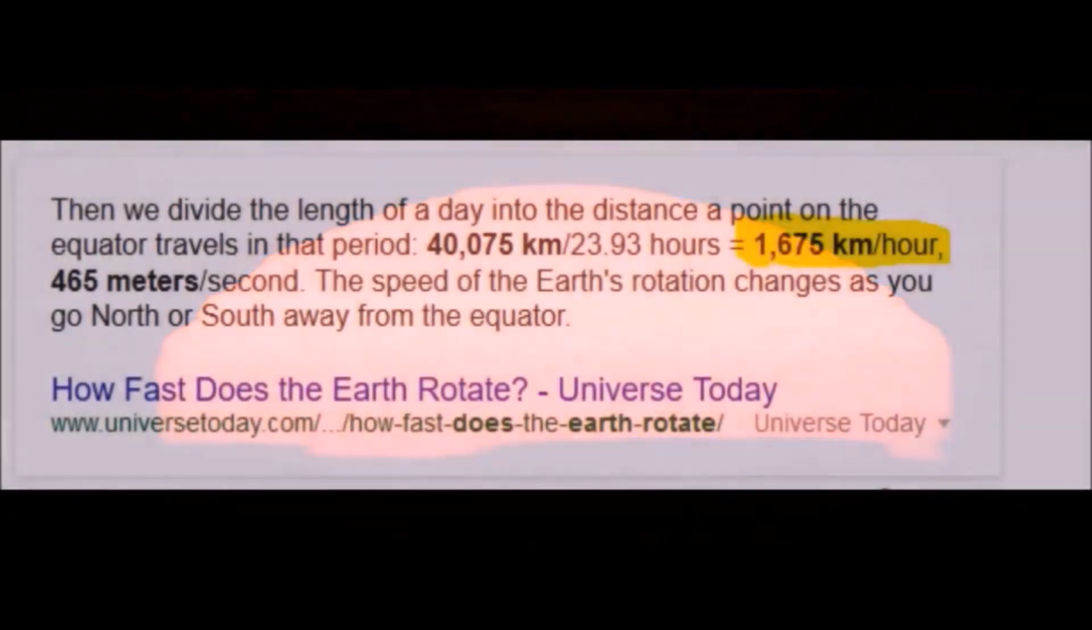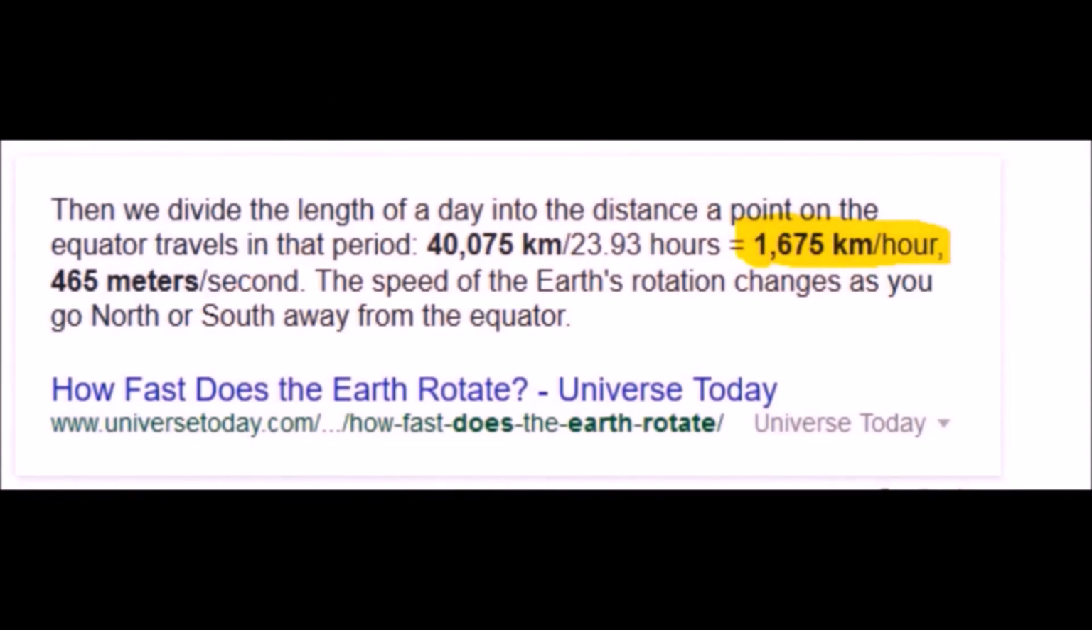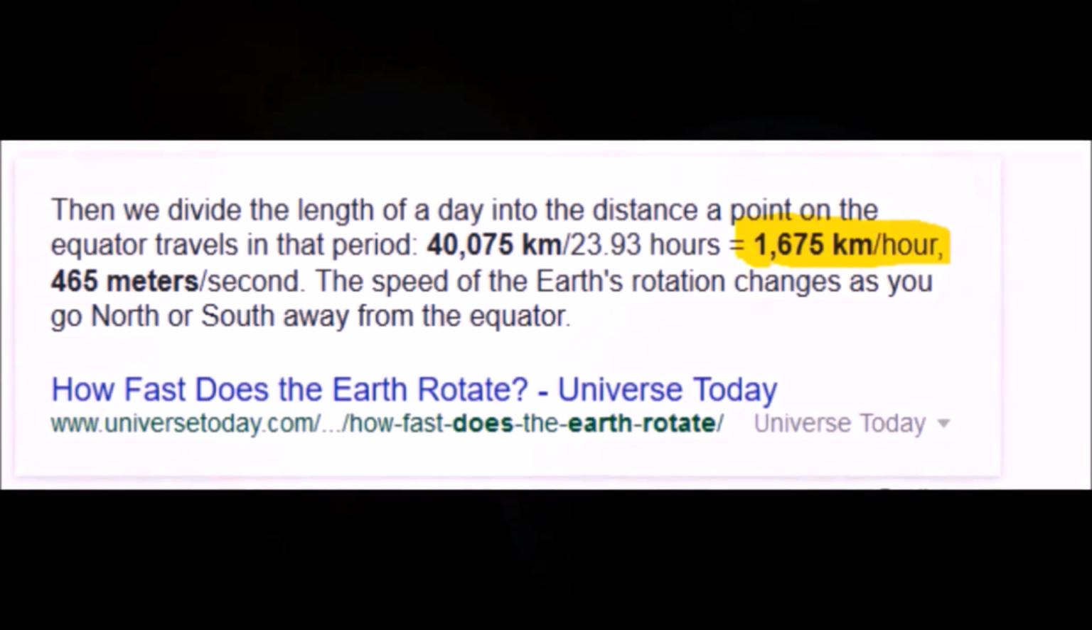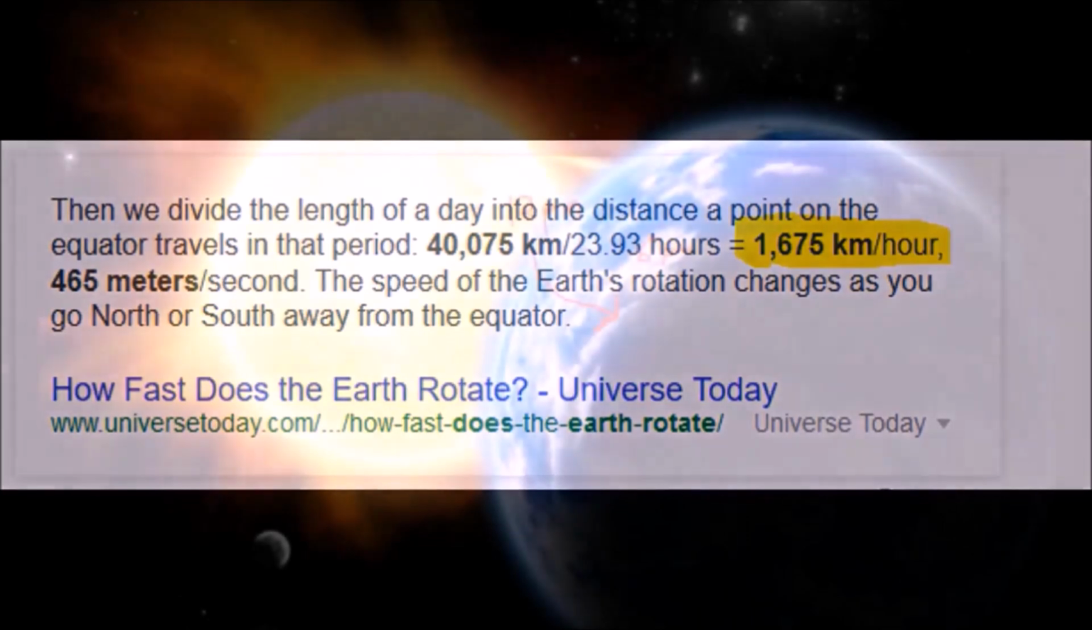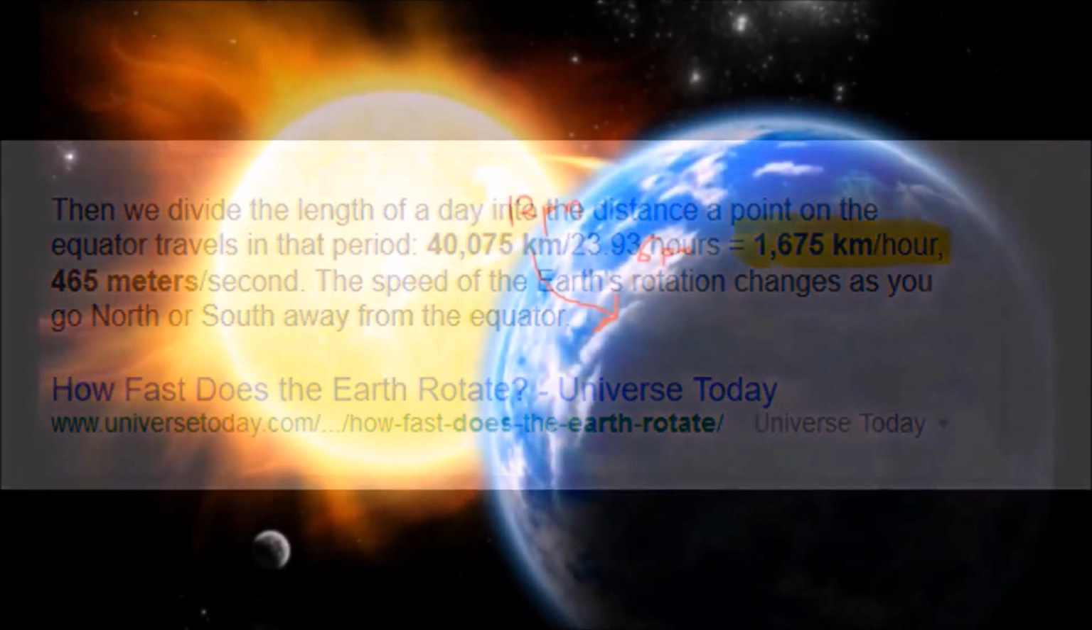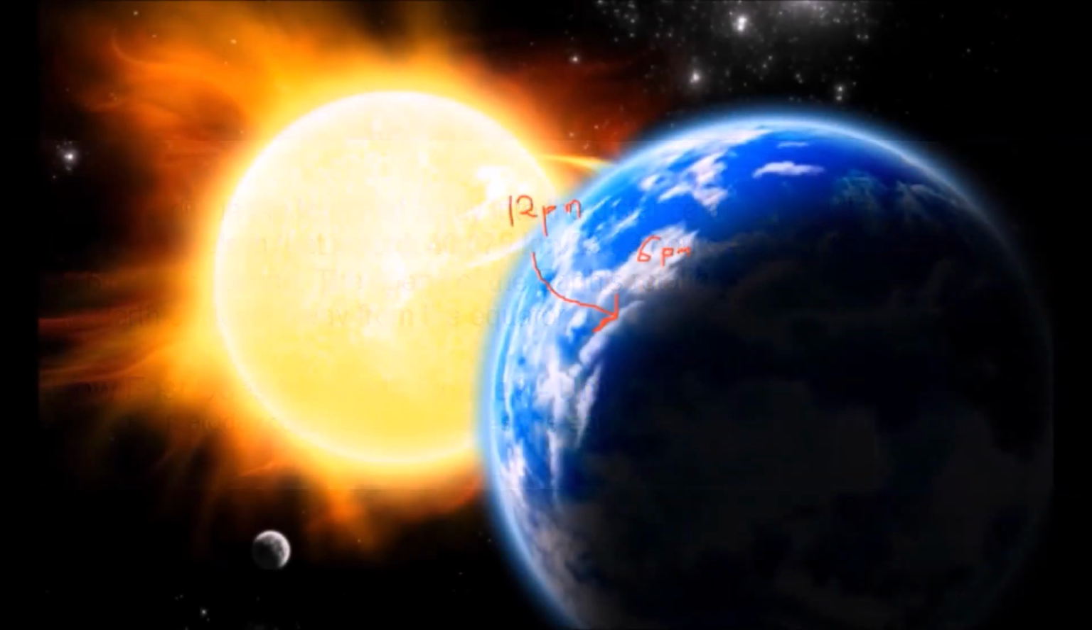The Earth is rotating at about 1,675 kilometers an hour. Depends on where you are though, it's faster toward the equator. Now to make the math work, we would need to convert those kilometers to miles. This would be about 1,041 miles per hour. It's pretty fast.